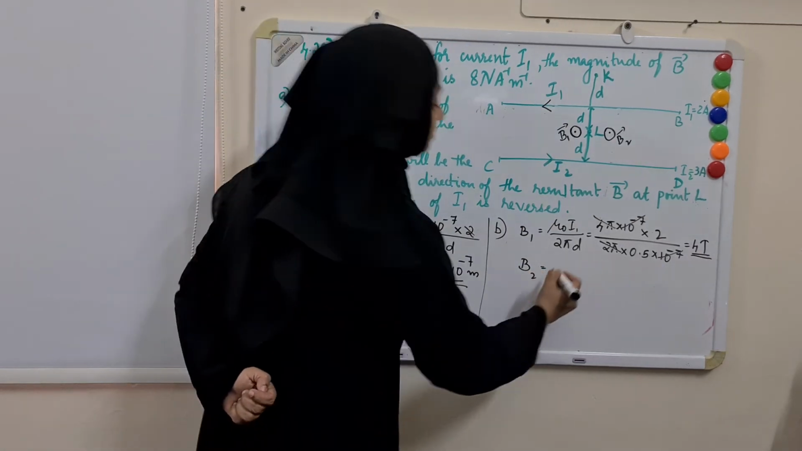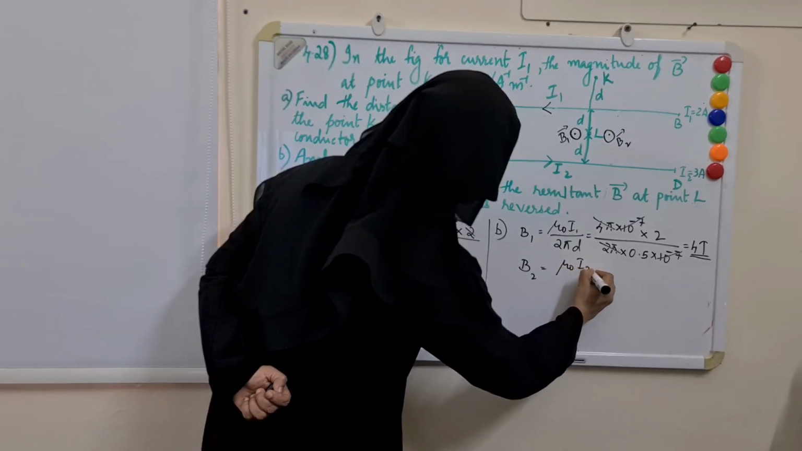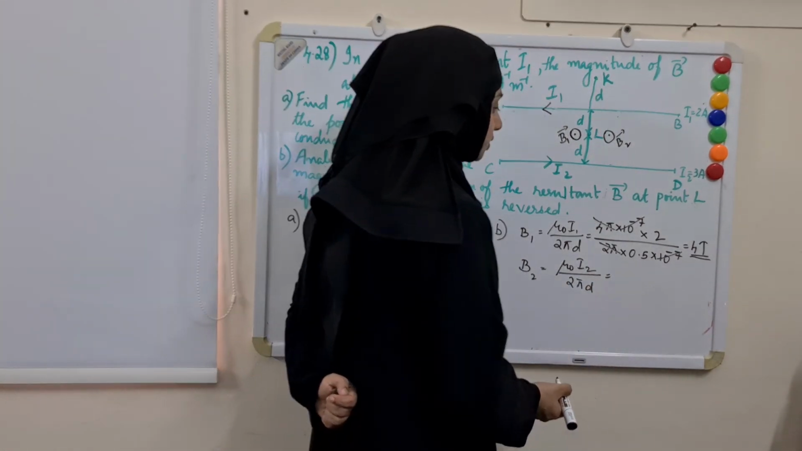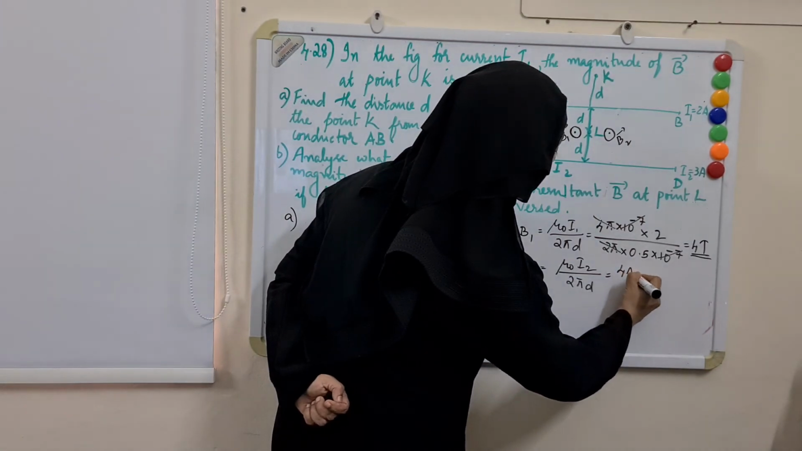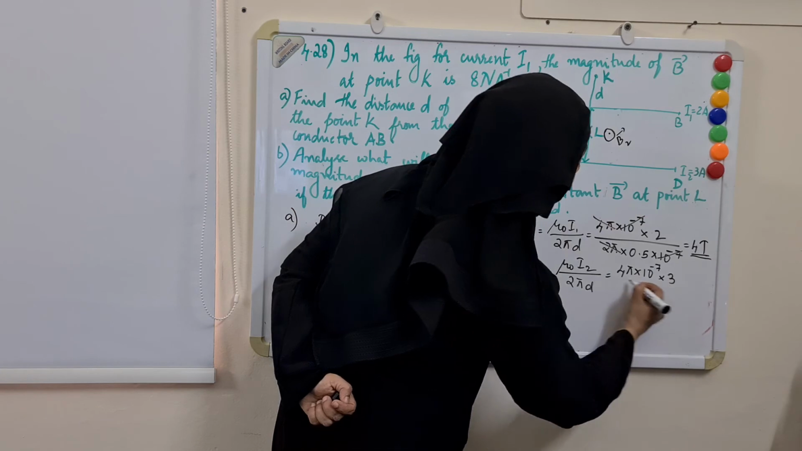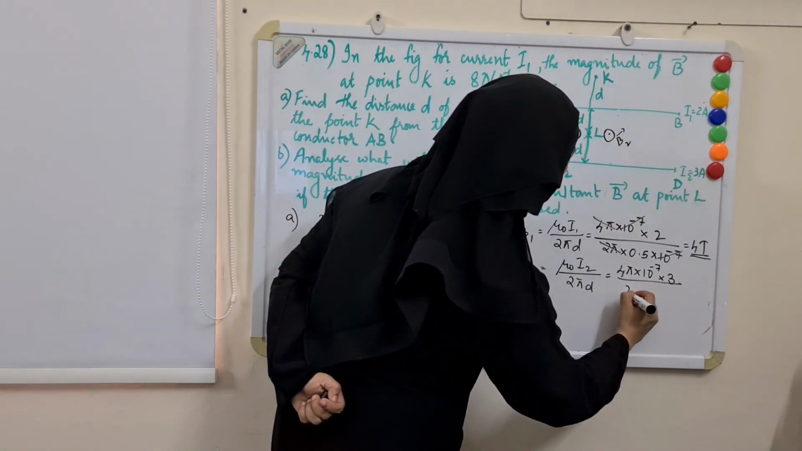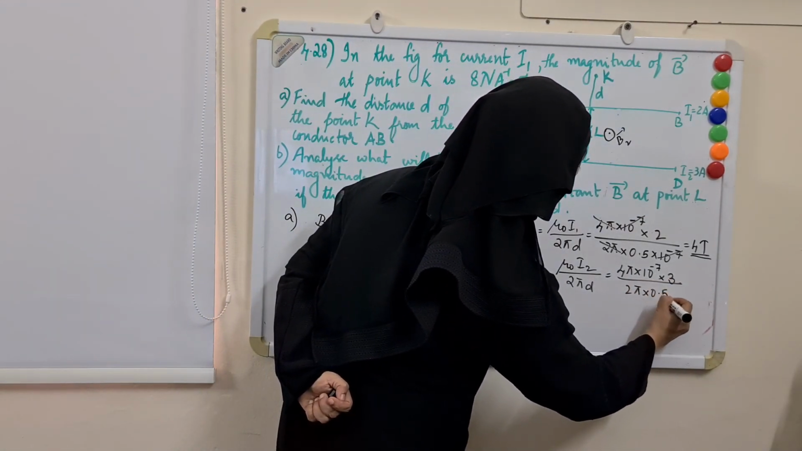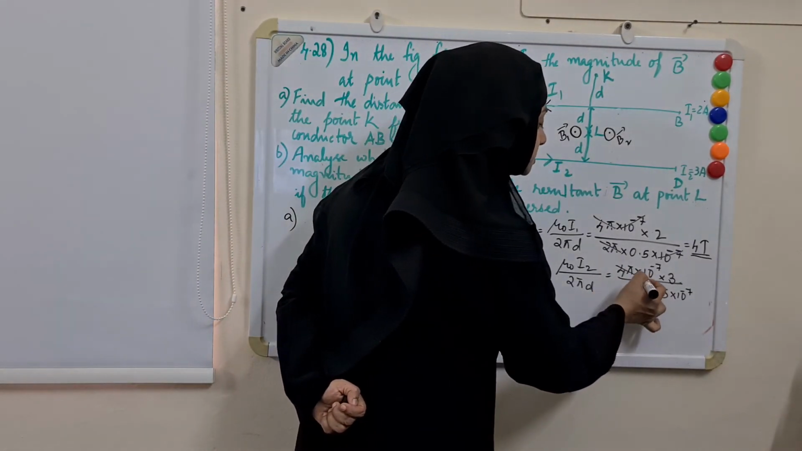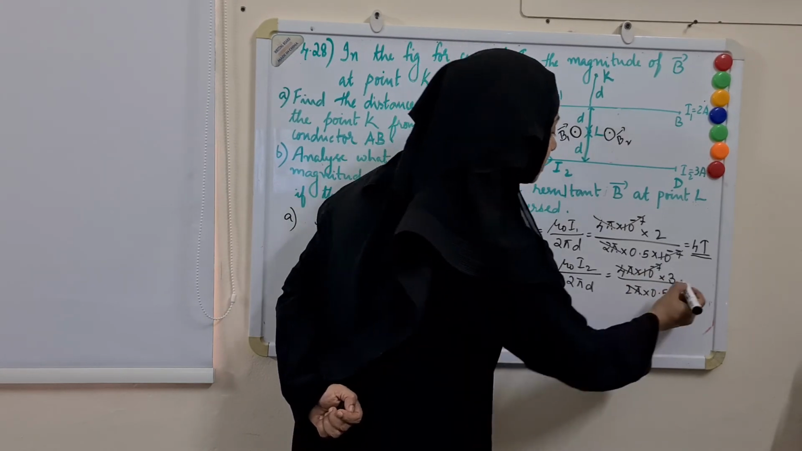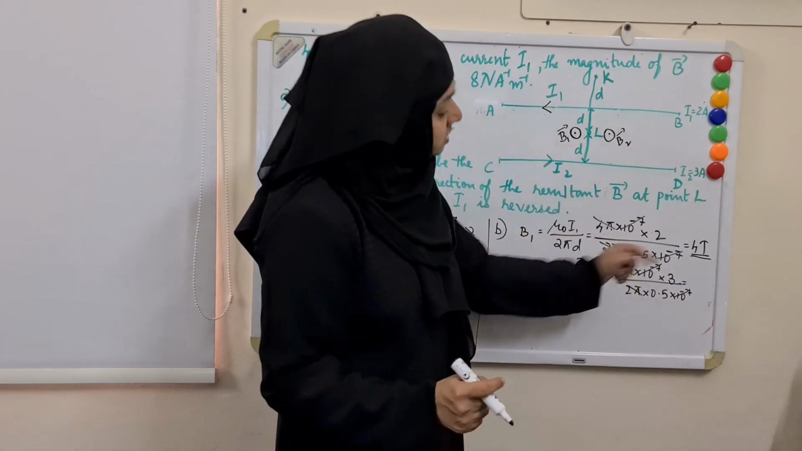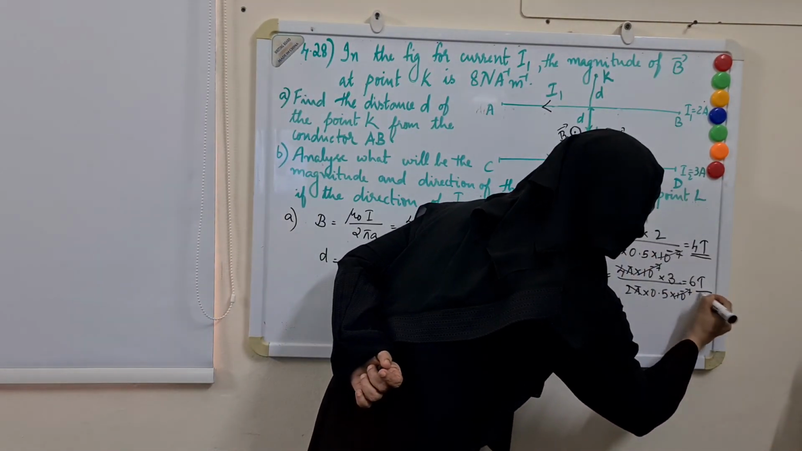So let us find what is B2. B2 is equal to mu naught I2 by 2 pi D. D is same. So this is equal to 4 pi into 10 raised to minus 7 times 3 divided by 2 pi into 0.5 times 10 raised to minus 7. So 4 pi, 2 pi gets cancelled, 10 raised to minus 7, 10 raised to minus 7 gets cancelled. 0.5 means 1 by 2, so 2 goes up. 2 times 3, 6 Tesla.